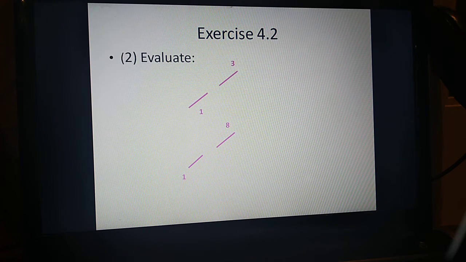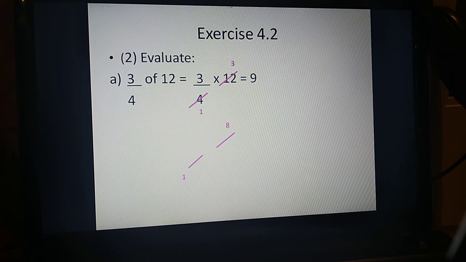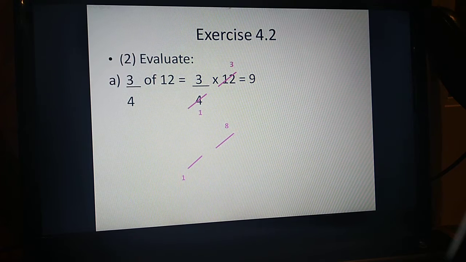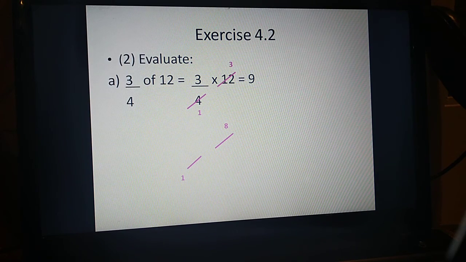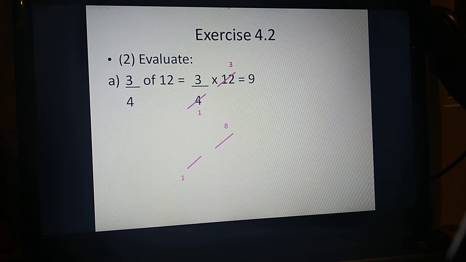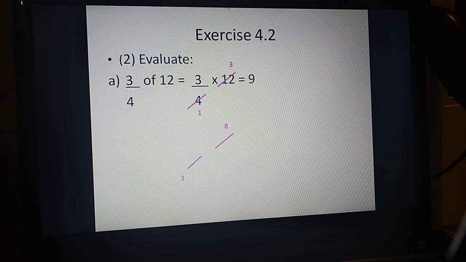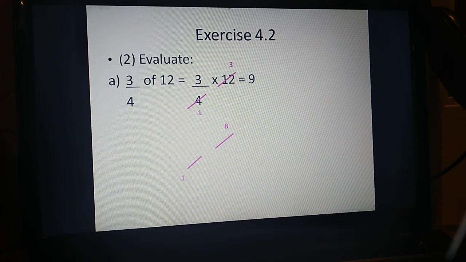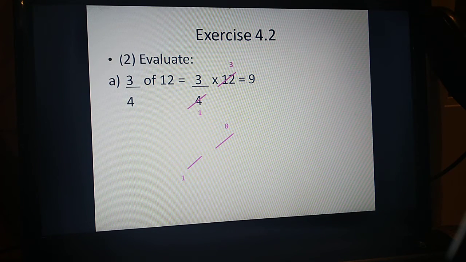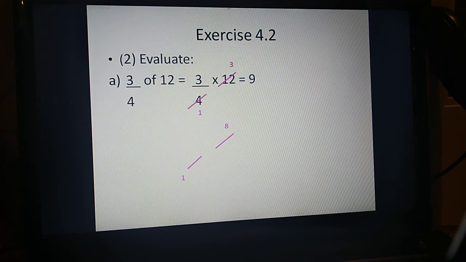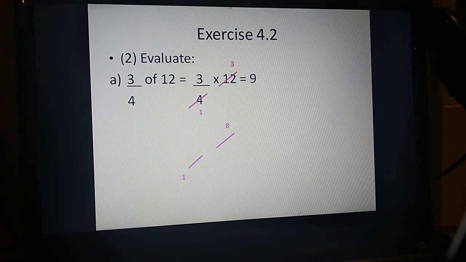In exercise 2, they also want you to calculate 3 out of 4 of 12. Now, replace the word "of" with multiplication, then simplify. Simplify 4 with 12. They both divide by 4, so the answer is 3 times 3, which is 9. Excellent. Now pause the video, try doing F on your own, and see if your answer matches mine.